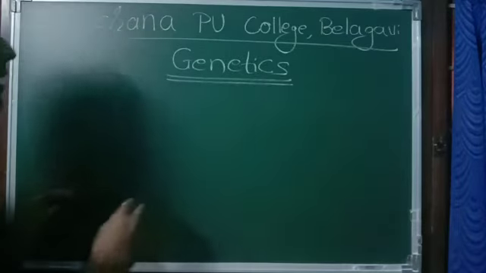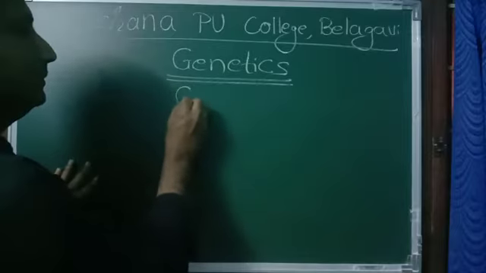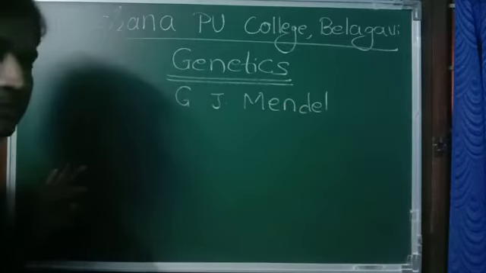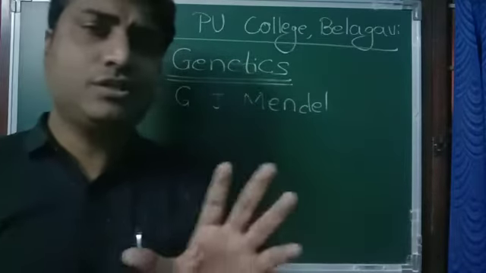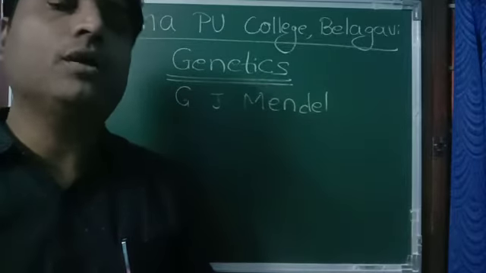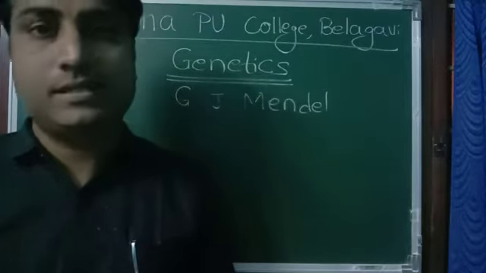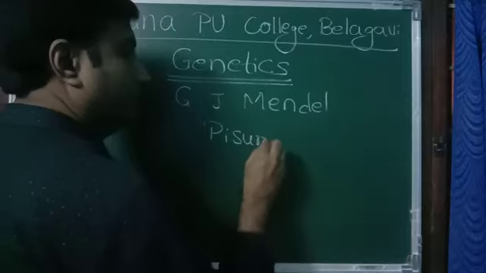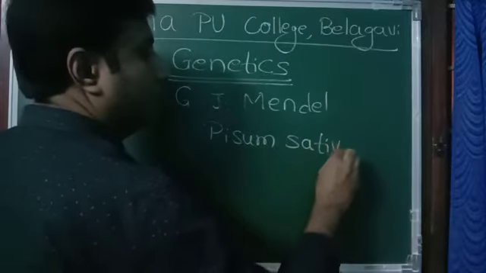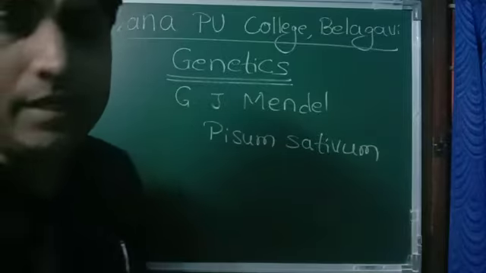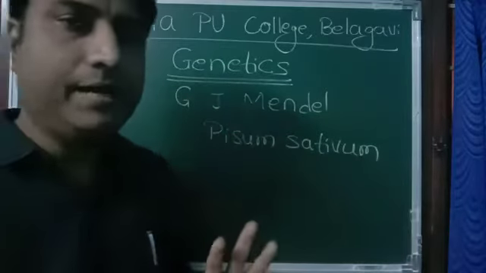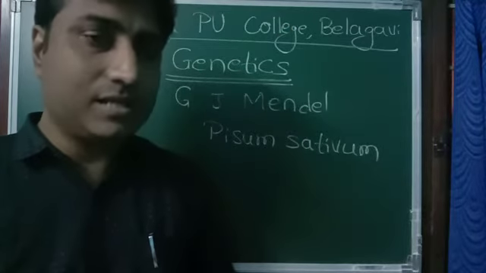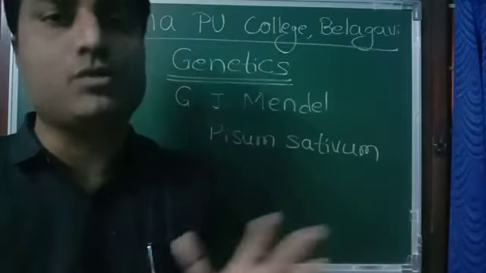A person is called the father of genetics. His name is Gregor Johann Mendel, G. J. Mendel. He carried out some experiments on the garden pea plant. Its scientific name is Pisum sativum. He carried out several experiments on this plant, explained the results, and based on those results he gave some laws.